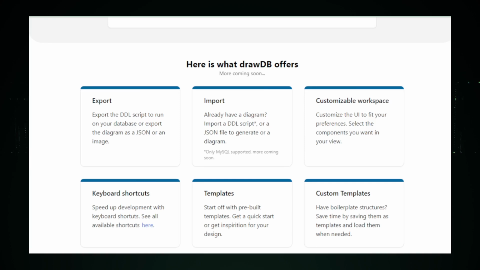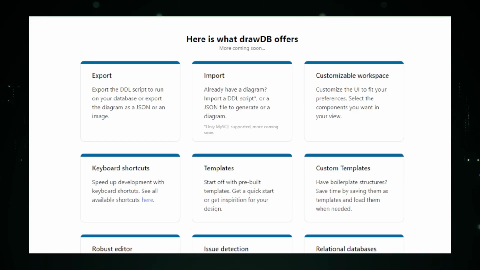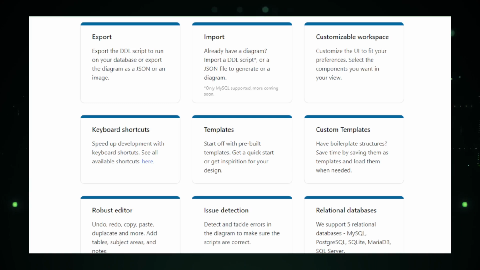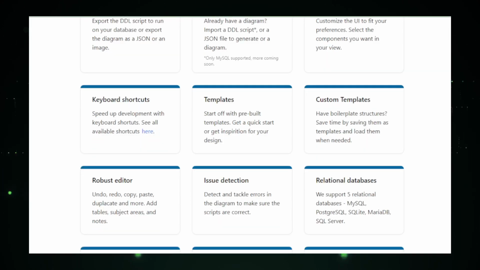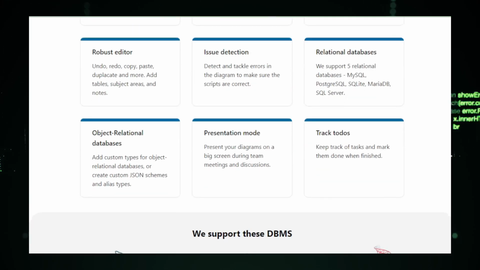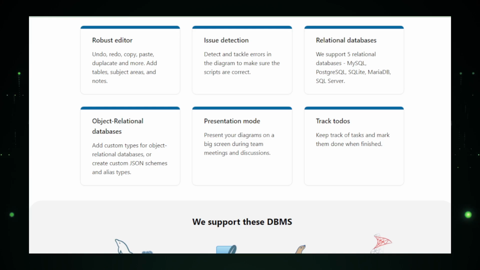One of DrawDB's standout features is its intuitive drag-and-drop interface. Instead of writing complex SQL queries and manually designing tables, users can visually create their database schema by dragging and dropping tables, columns, and relationships onto the canvas. This visual approach makes it easier to understand the relationships between different database elements, ensuring a well-structured design from the outset.